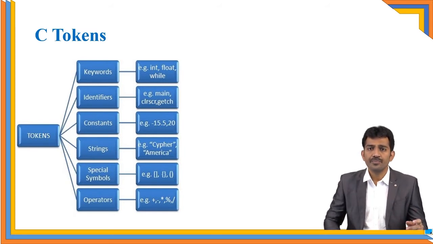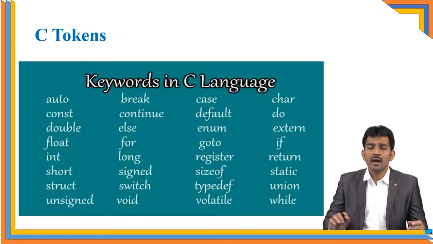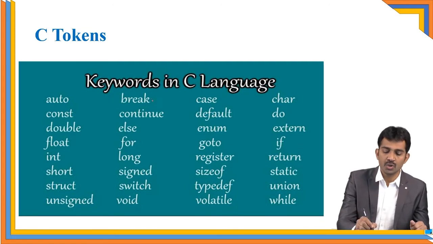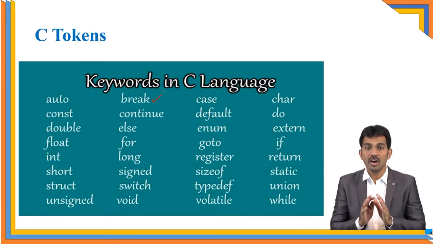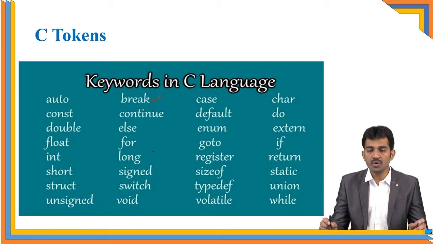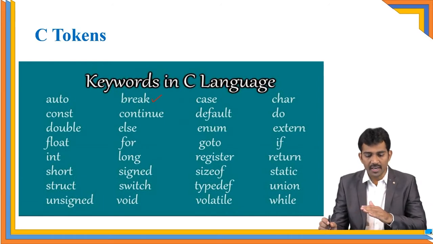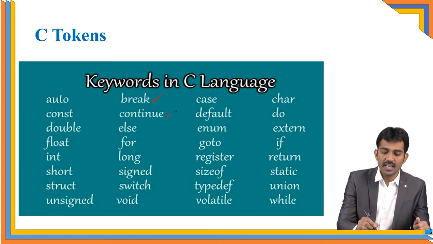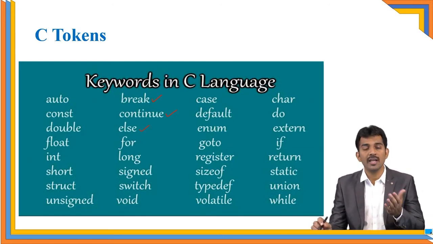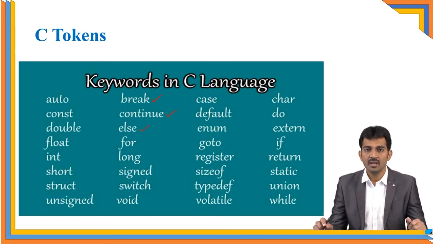For example, these are the keywords in C language. 32 keywords are available in C language, and every keyword serves its own purpose. For example, break is a keyword used to stop the process or loop iteration. Continue is used to skip a particular iteration, and else is used in if-else statements: if the condition is false, it moves to the else part. We will discuss everything later.